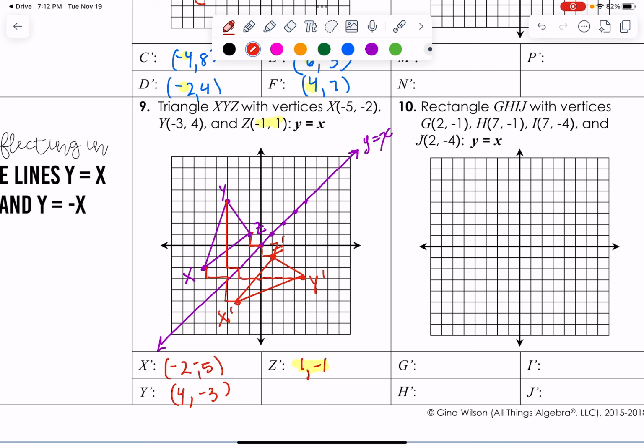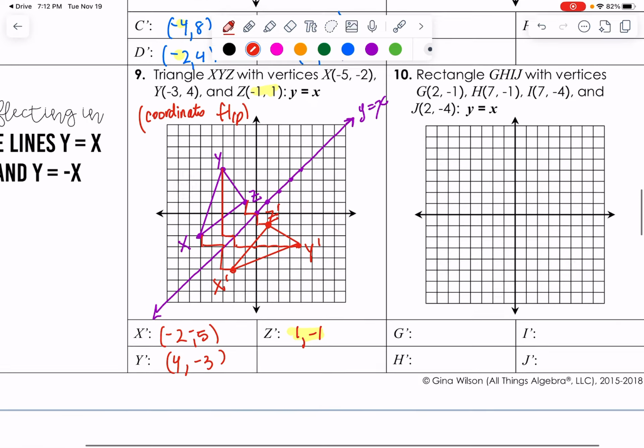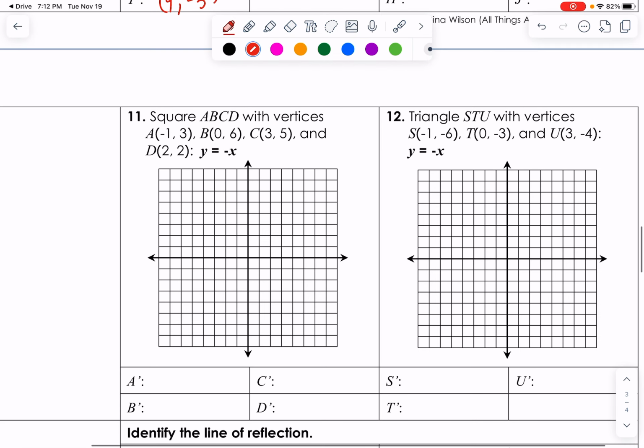So when we're doing y equals lines, coordinates flip. Let's go look at y equals -x and see what kind of pattern we can see for this. Y equals -x is a similar thing. It goes diagonal through the graph. Whatever y is, x is the same number but the opposite sign.